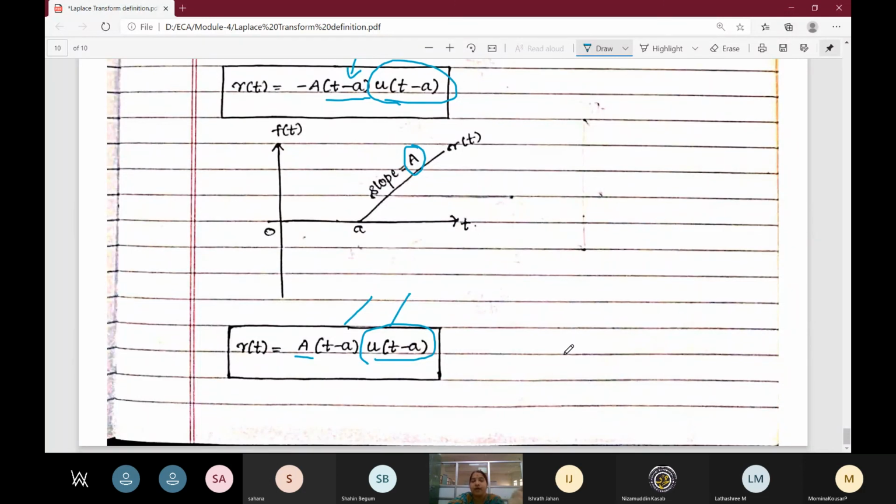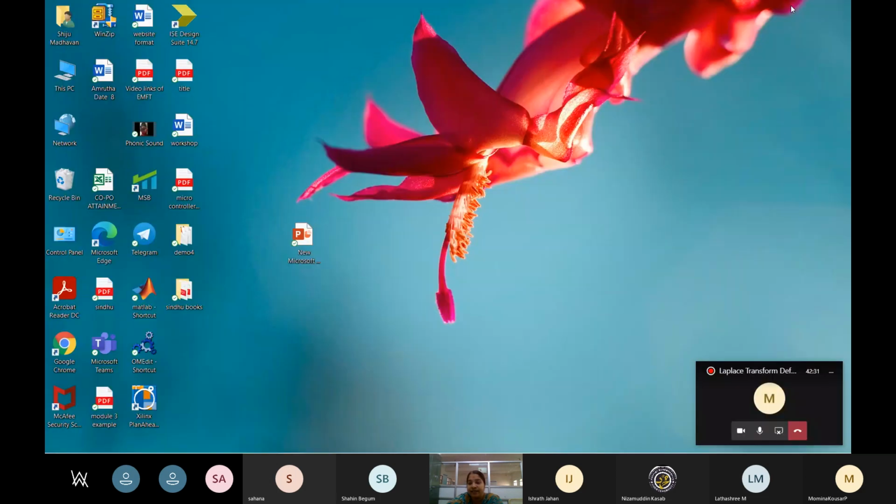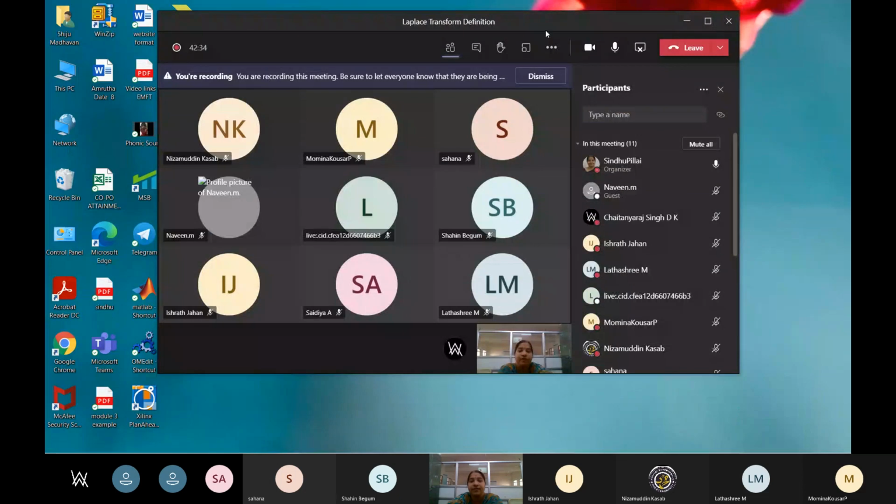So today we have seen what the unit step function and unit ramp function are, and both when shifted. With this we have seen some of the basic definitions of Laplace transform.